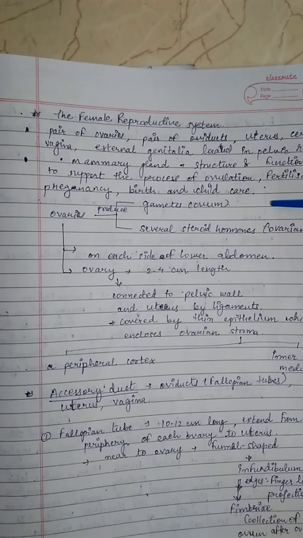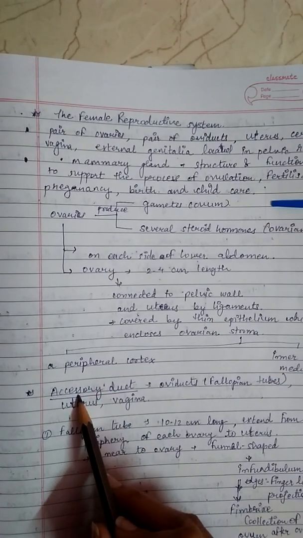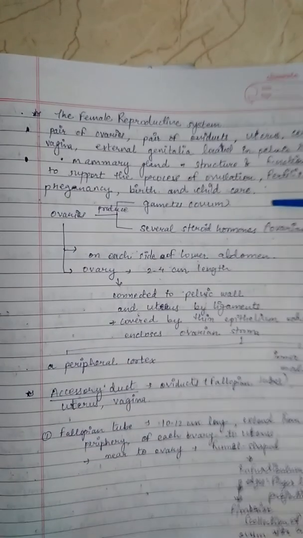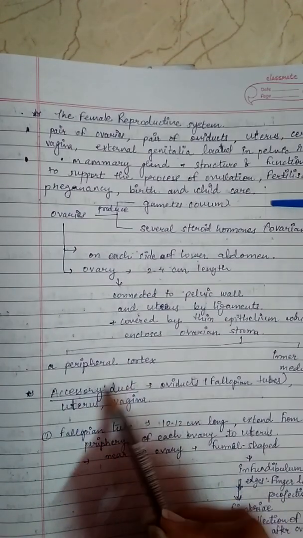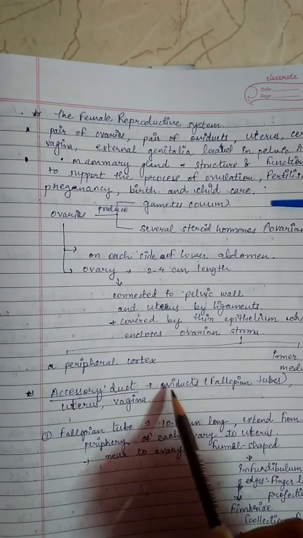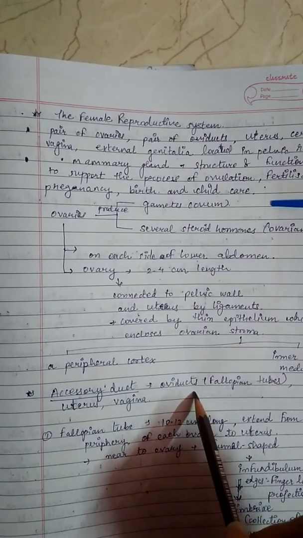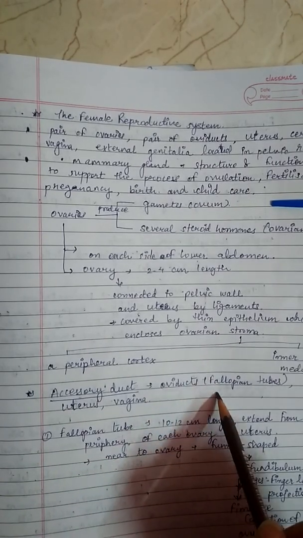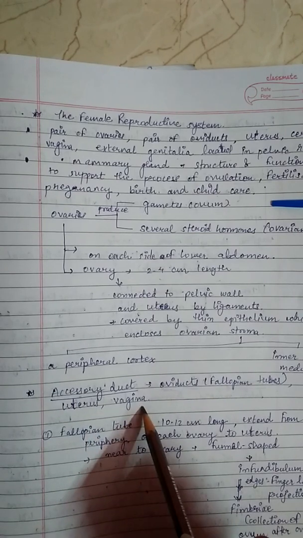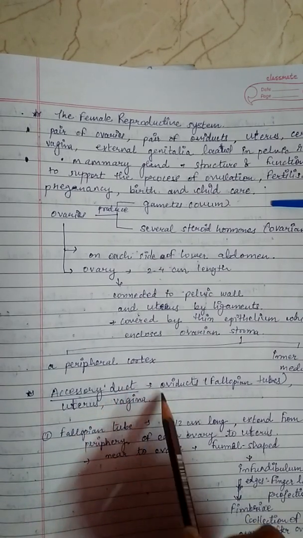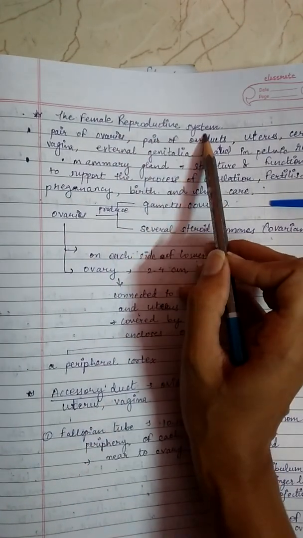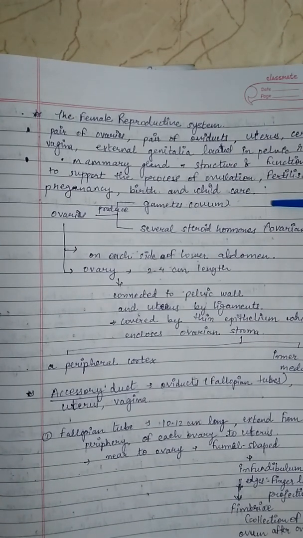Now the ducts, as we have seen in the male accessory ducts flow chart, we will see the same in the female reproductive system. There are the oviduct, which is also known as the fallopian tube, the uterus, and the vagina. They are the ducts, meaning the passages present in the female reproductive system. The oviducts, uterus, and vagina constitute the female accessory ducts.